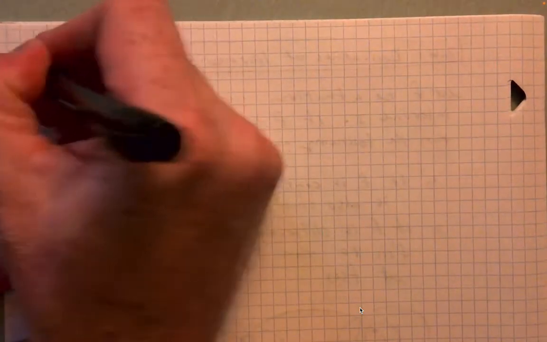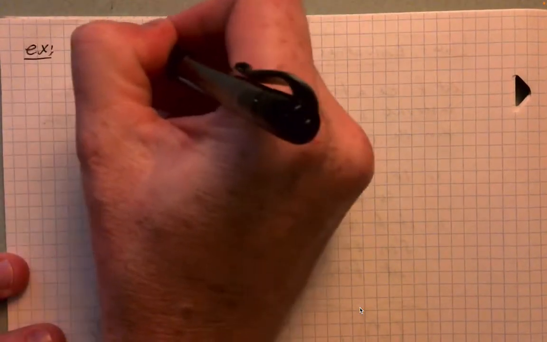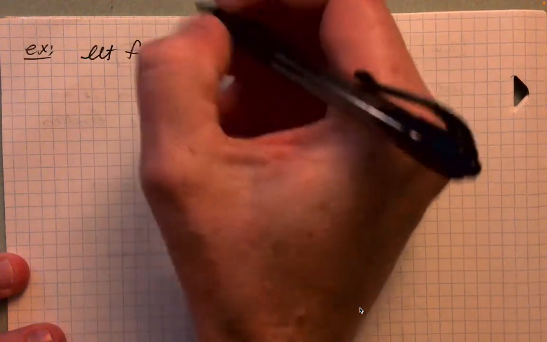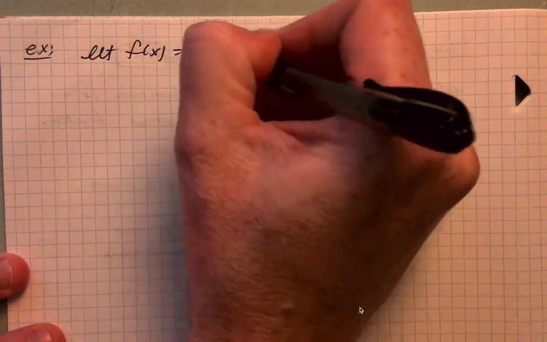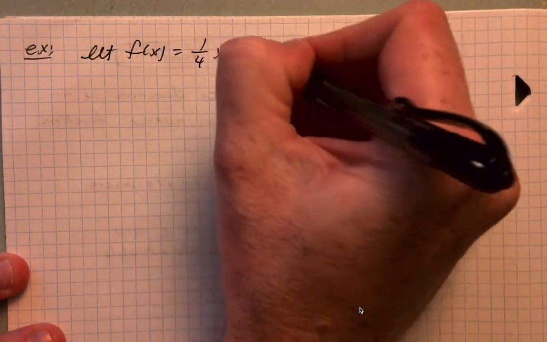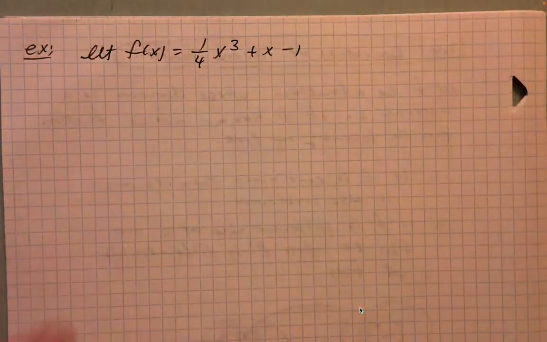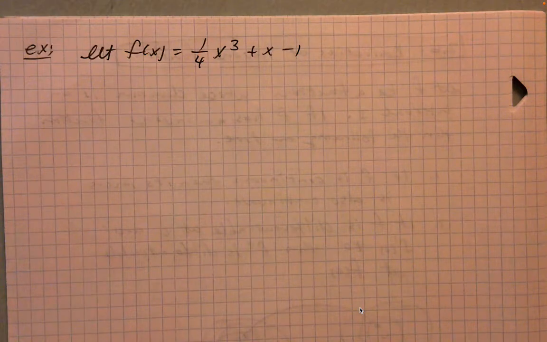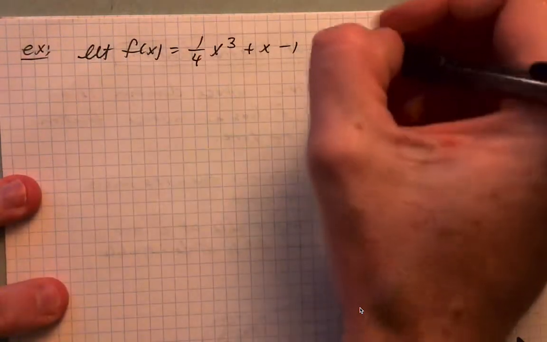Let's do an example. We're going to flesh this out with an example. So let's let f of x equal this polynomial, maybe 1/4 x cubed plus x minus 1. So that's our function f. Now, f has a derivative. We can calculate the derivative.